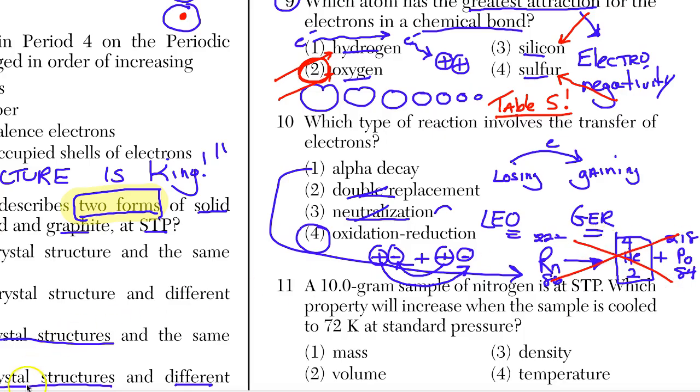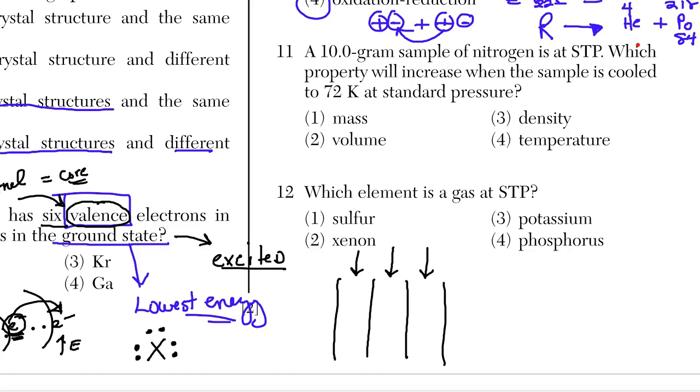Okay, so moving on to number 11. Number 11 gave people some fits. Let's go over it. A 10-gram sample of nitrogen is at STP. That's key. Now, standard temperature and pressure. Of course, standard temperature is 273 Kelvin, which is equal to 0 degrees Celsius. Standard pressure is 1 atmosphere.